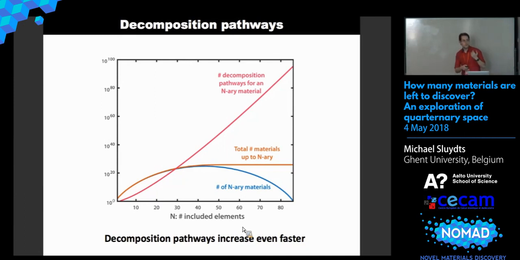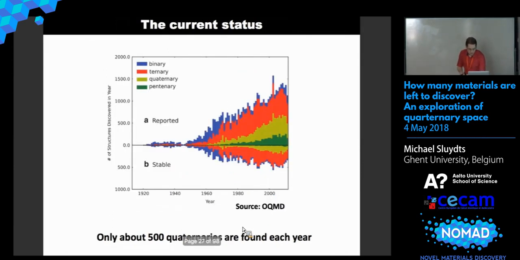And if you see for 43 elements, we have 10 to the 25th materials, but each of these materials has 10 to the 38th ways of decomposing. And that, of course, makes it very unlikely that any of these materials might ever exist. Now, we do know that unaries, binaries, ternaries, and so on exist, so the question is, how far to the right of this graph can we go before material space exhausts? This is a very difficult question to answer, so we can only look at experiments.